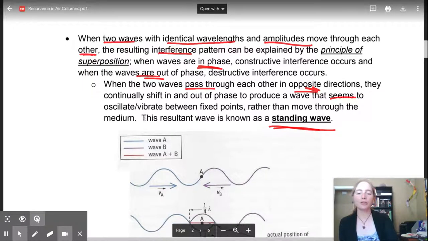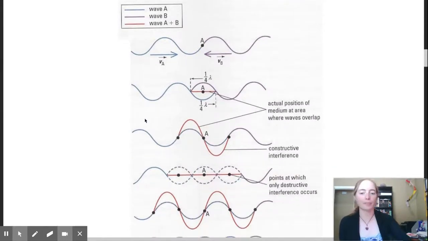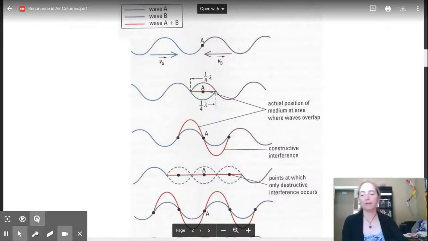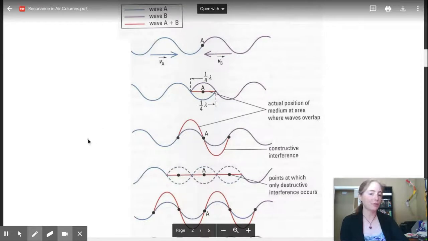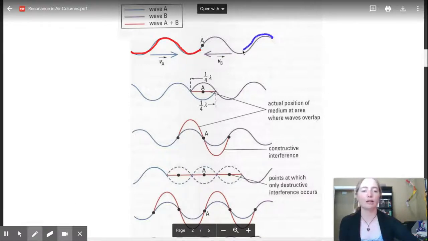So the pattern that we use to look at a standing wave is based on the following. Once again, we're going to go with blue wave and red wave. So we have two waves coming in opposite directions. Wave A, I'm going to make my red wave, and the red wave is coming here. Now the blue wave is going to be moseying along this way, doing this thing. They are going to meet at point A.